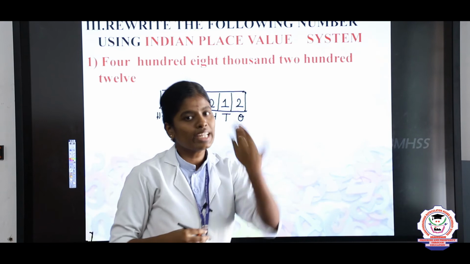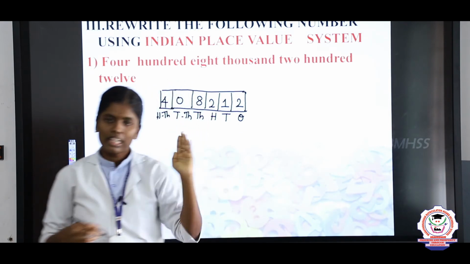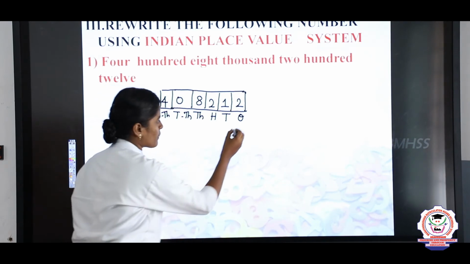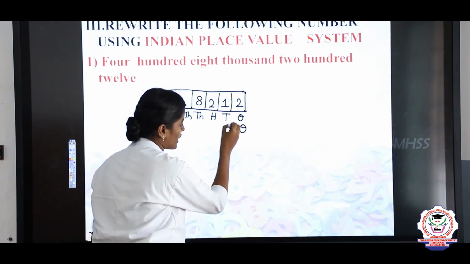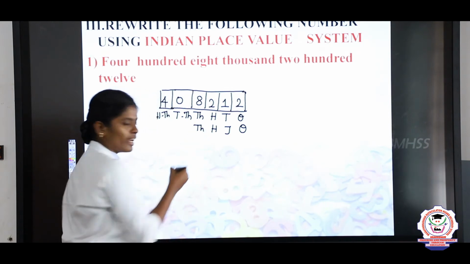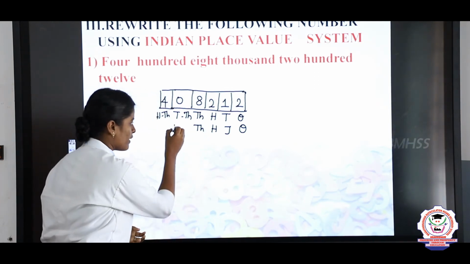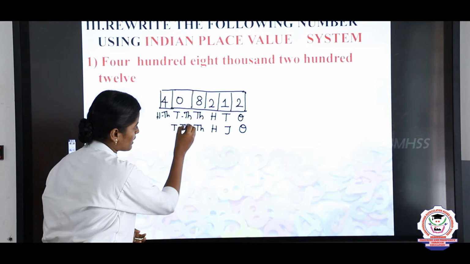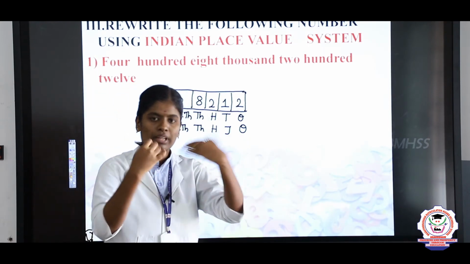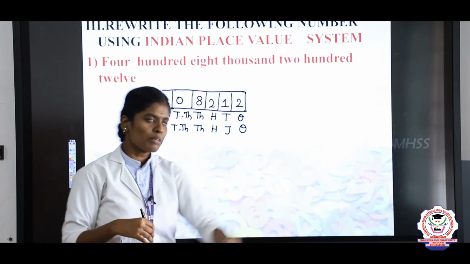Now you should use the Indian place value chart. So what are the Indian place value chart subperiods? The first place value is ones. The second place value is tens, hundreds, thousands. The next one is ten thousands. The final one is the lakh place. Now you take the numbers into the place value system, then you write the number name.